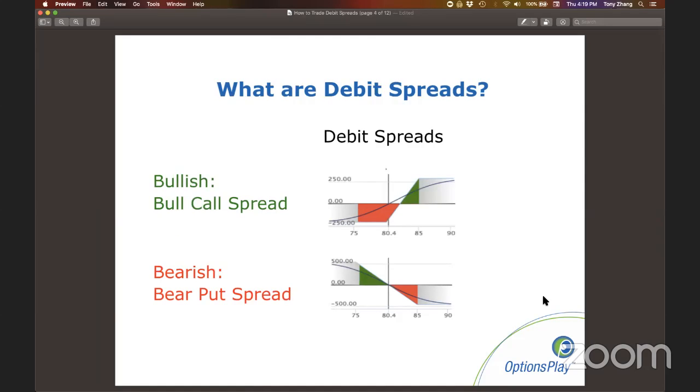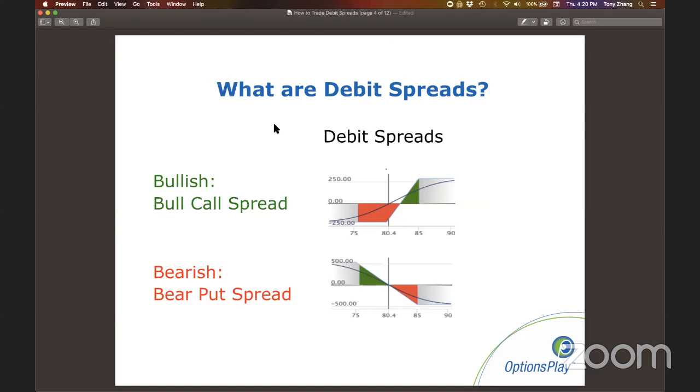We're going to kick this off by explaining what a debit spread is, for those of you that are brand new. Debit spreads are basically two-leg strategies. They're a complex option strategy that allows you to take either a bullish or bearish view on an underlying stock or ETF.